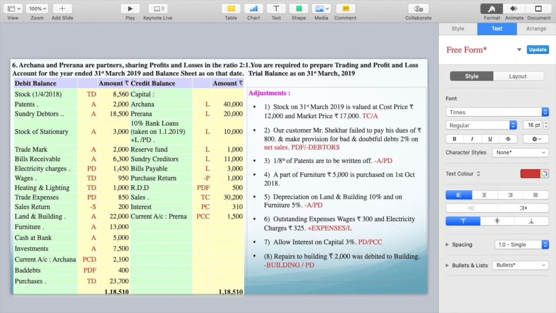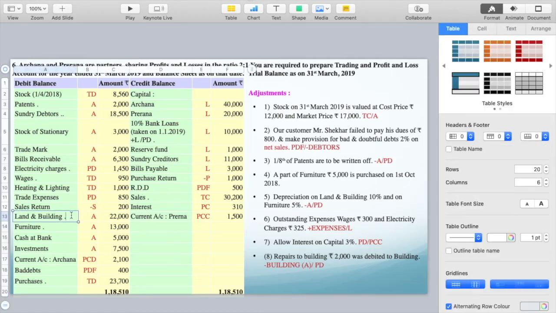Now as we know that building is our asset. So you can just in the bracket write asset if you want to. Okay. So now put one more tick mark on land and building. Now here an important point is that repairing charges we included wrongly into the building. So that means in 22,000 this 2,000 is inclusive.